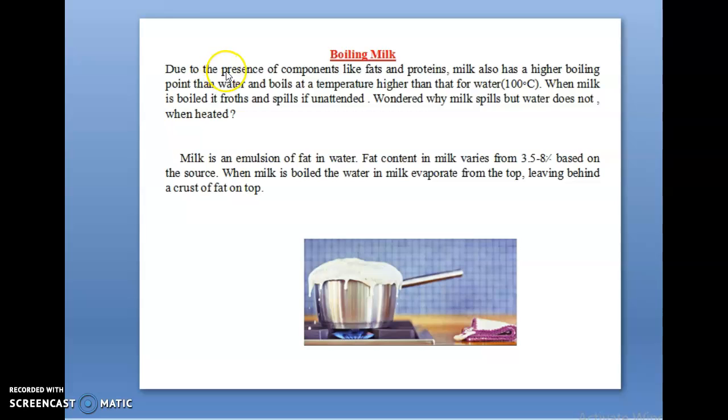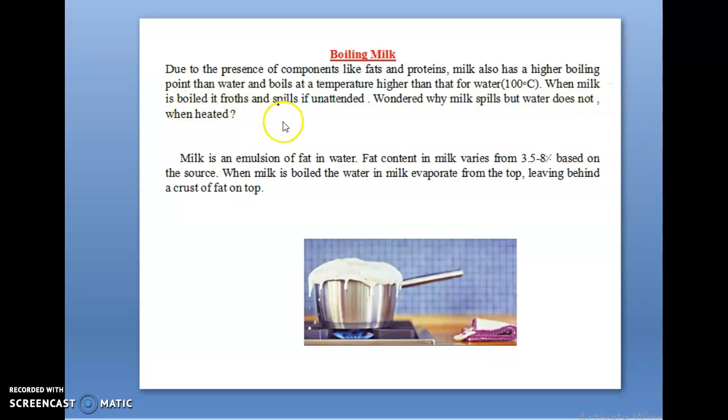Due to the presence of components like fats and proteins, milk also has a higher boiling point than water, boiling at a temperature higher than that of water, 100 degrees Celsius. When milk is boiling, it froths and spills if unattended. Wonder why milk spills but water does not.